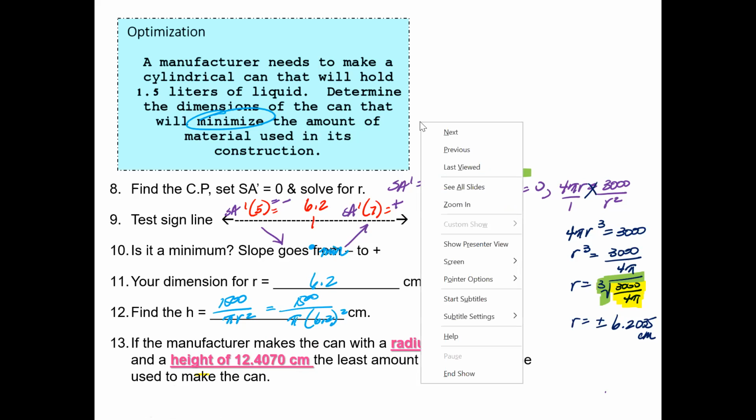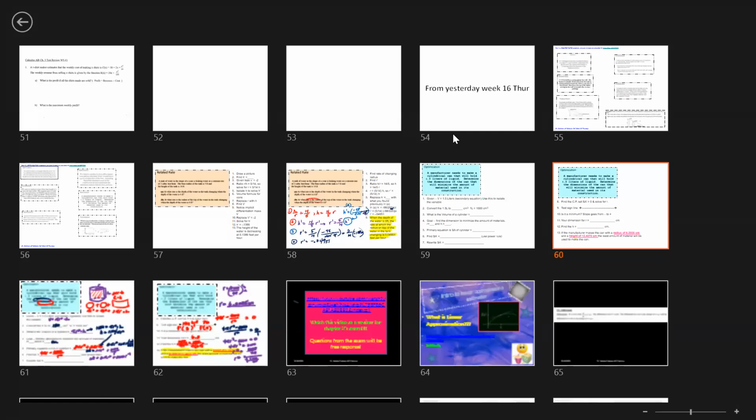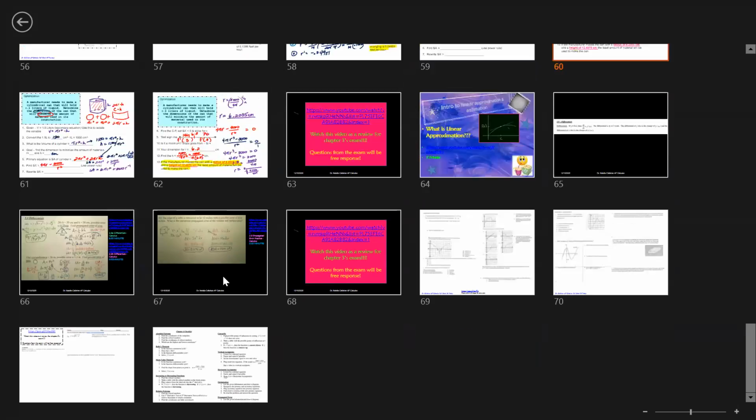All right, so with that said, those are the two questions, one on related rates, the other one on optimization. If you need some additional practice, make sure you go back to week 16 Thursday and take a look at some of the other examples. The steps are given to you as well.